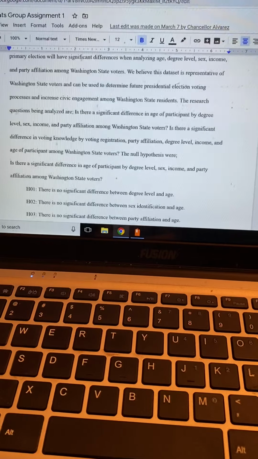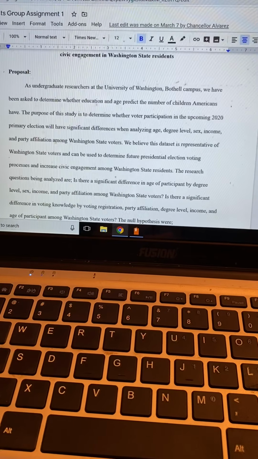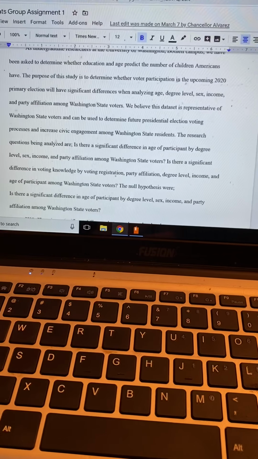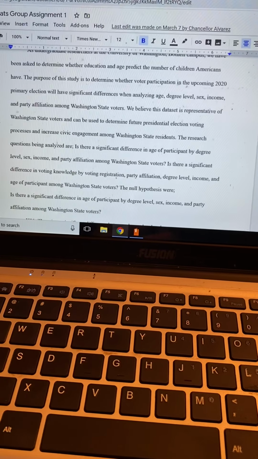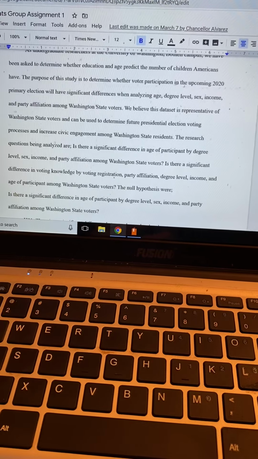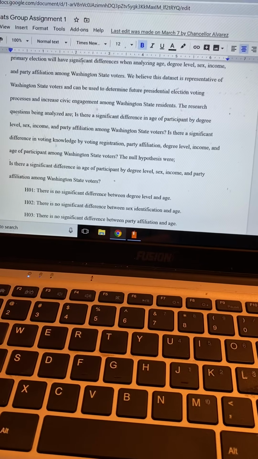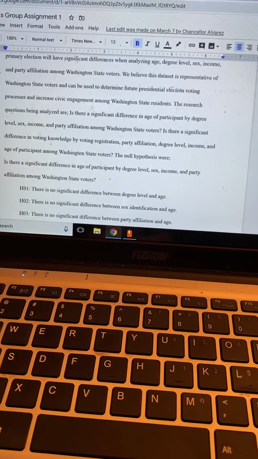So we had different sections that we were all assigned to, and this was the proposal, which was assigned to one of my fellow classmates. It was mostly about what questions we asked them, and the null hypotheses.